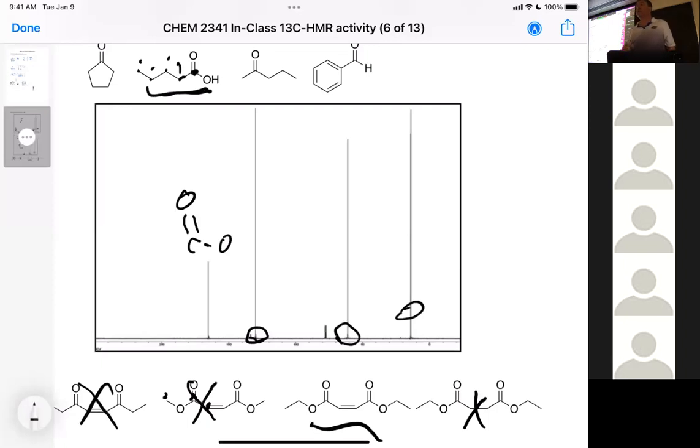Real quick, how come you said the first one was an option? Because there is no electronegative atom attached to the carbonyl. That carbonyl would be above 200. And our carbonyl is just above 150. So it's about 160, 165. So it can't be an aldehyde or a ketone. It must be a carboxylic acid or a carboxylic acid derivative.